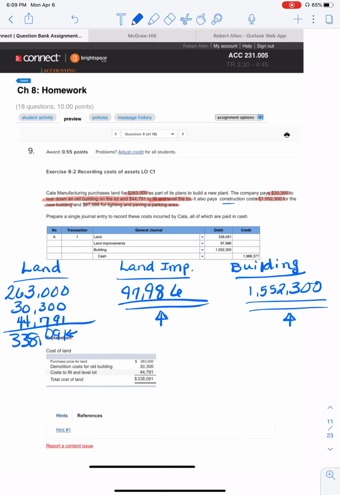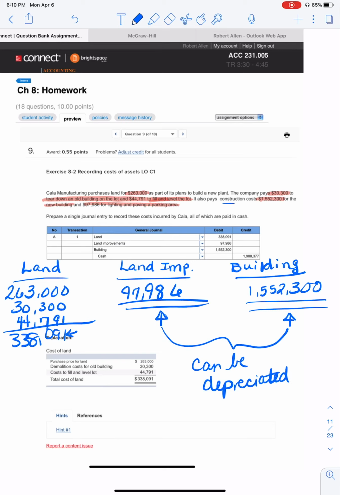And you may be asking yourself, why does it matter if I include this as part of land or as part of land improvements and buildings? And the answer is this: land cannot be depreciated. Land cannot be depreciated. Did you catch that? Which means land improvements and building, these can be depreciated.